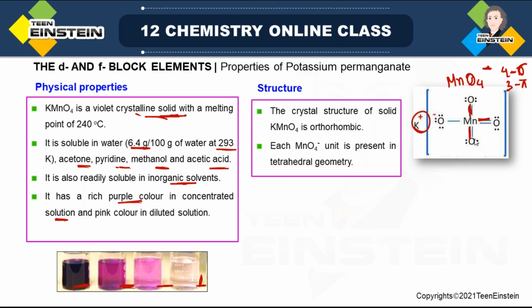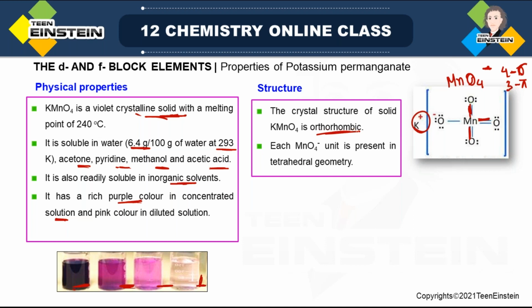Now what is its structure? Though we have written it in this way, what is the actual geometry, that we have to know. This is an ionic compound, so it has a crystal type of structure, and whenever we mention crystal structure, there must be 7 crystal systems. So it is one of these crystal systems, which is orthorhombic. So KMnO4 has a crystal structure of orthorhombic type.